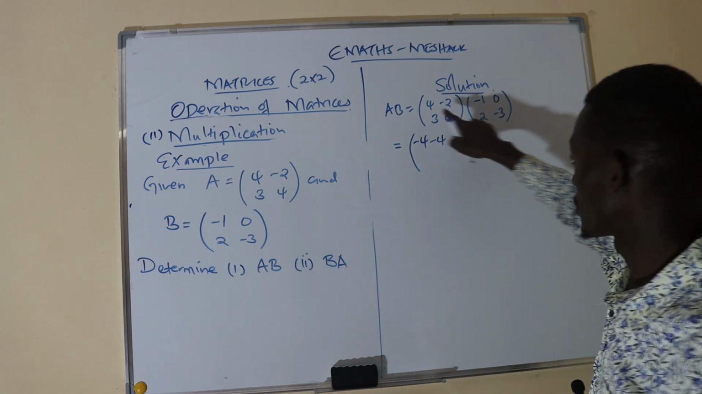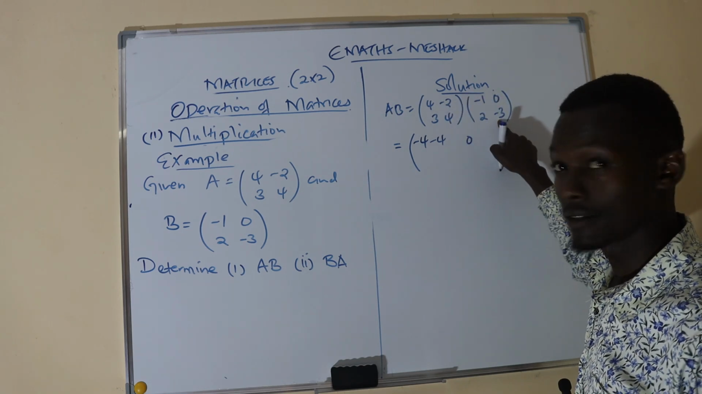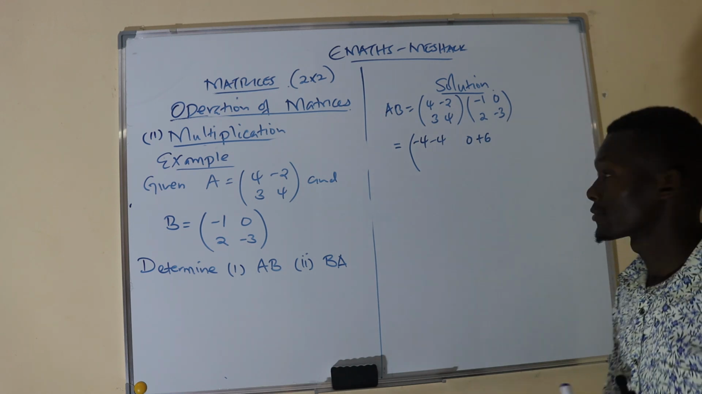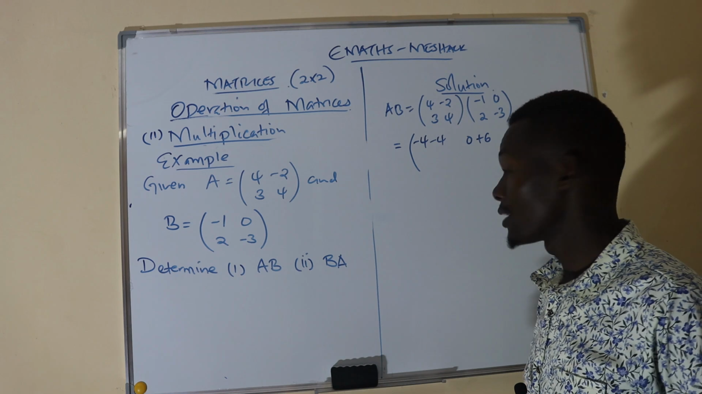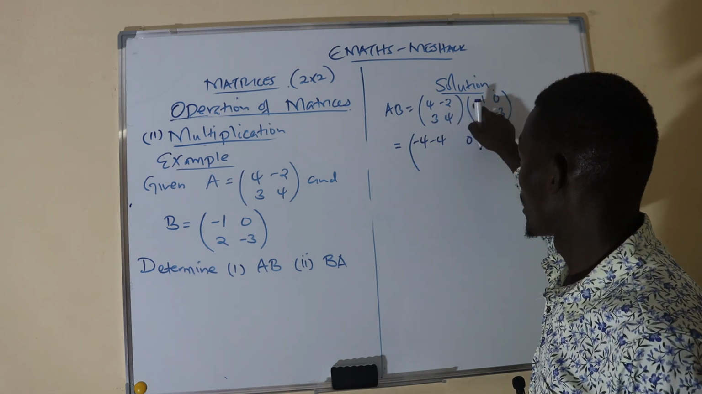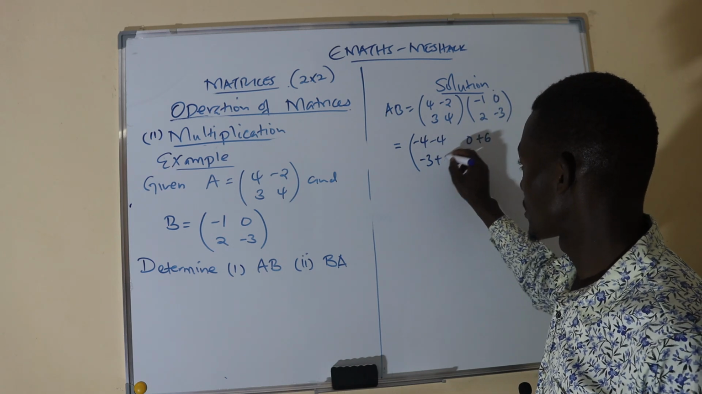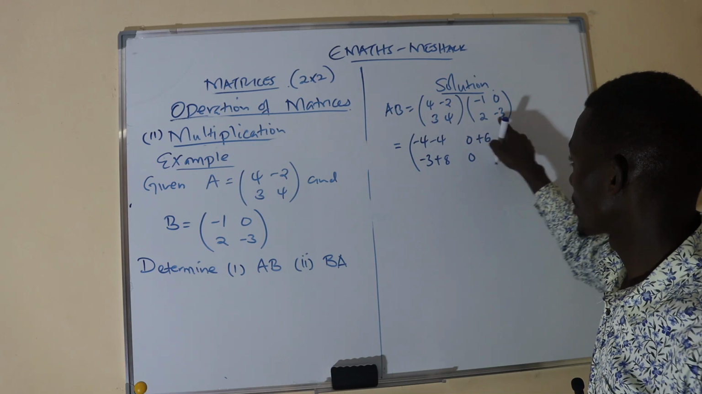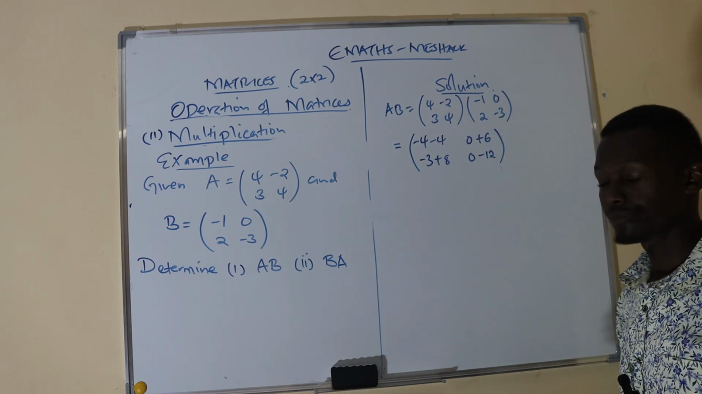Then again, the second column, 4 times 0, 0. Negative 2, negative 3, that becomes positive 6. Right, together. Then again, we come to the second row. 3 times negative 1, negative 3. 4 times 2 gives us 8. Then 3 times 0, 0. 4 times negative 3 gives us negative 12.